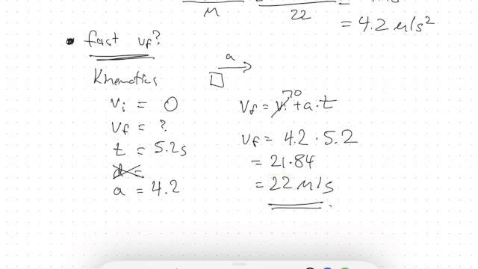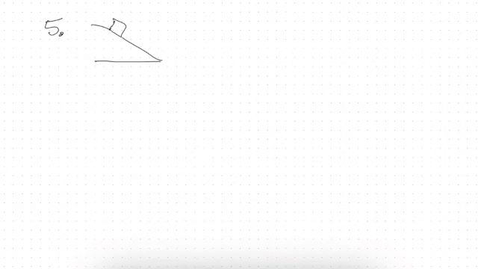Okay, that was question 4. Okay, let's do question number 5. So this one involves sliding down on an angle. There's a block, it's moving that way. The block weighs 2.0 kilograms. It's on an angle of 15 degrees.